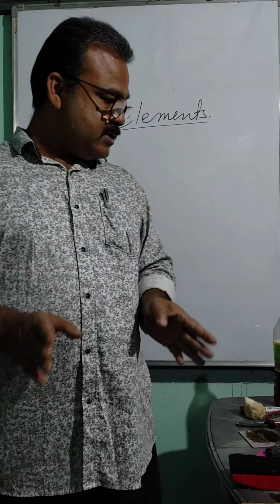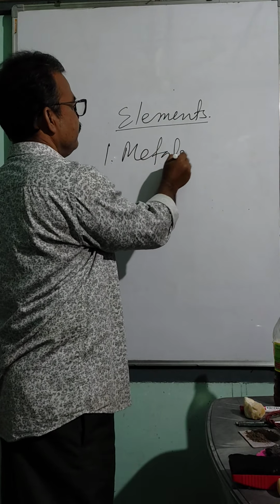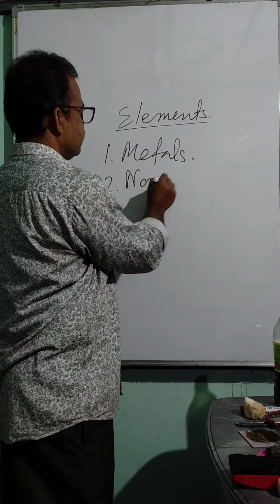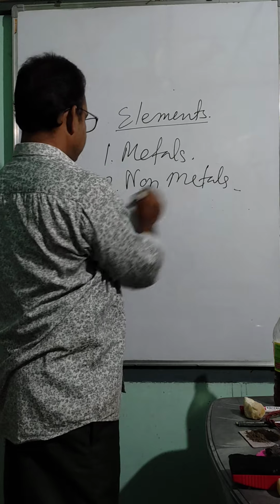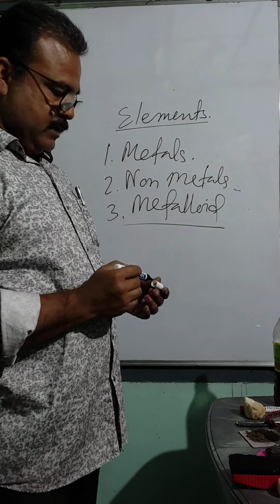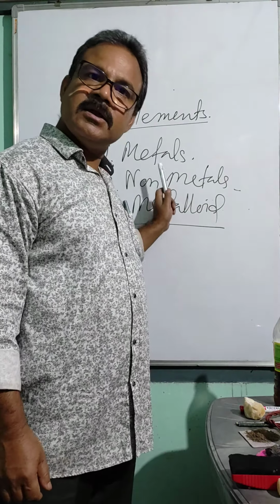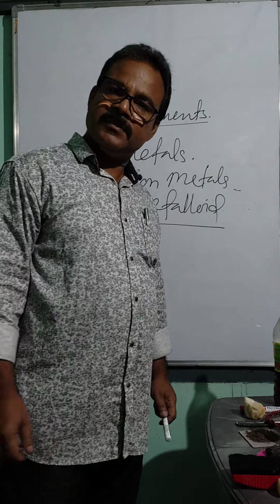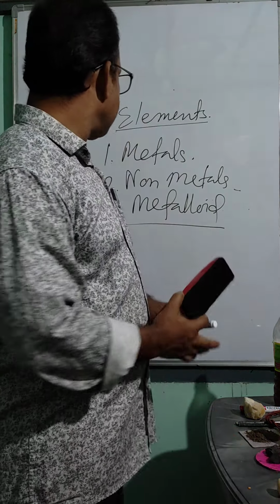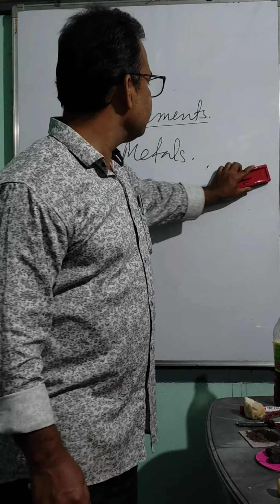So depending upon the similarities and differences among the different elements, they are classified into 3 groups. They are metals, non-metals, and metalloids. These elements are classified into 3 groups, that is metals, non-metals and metalloids. Clear? Now today I will discuss some physical properties of metals and non-metals.